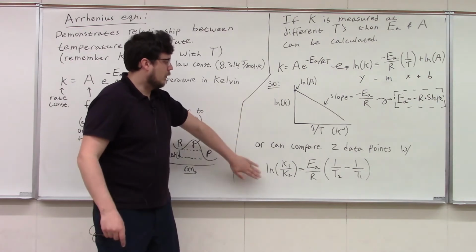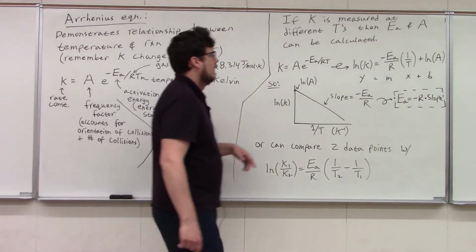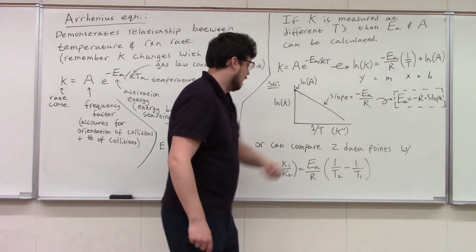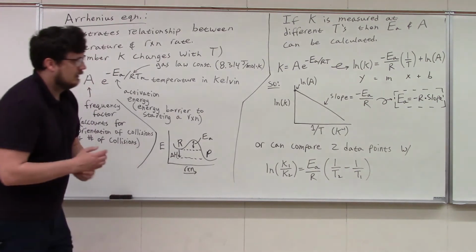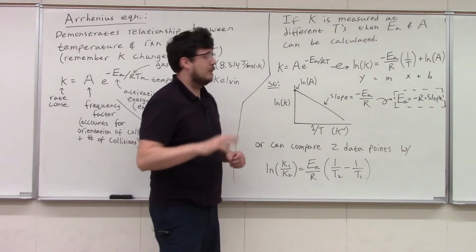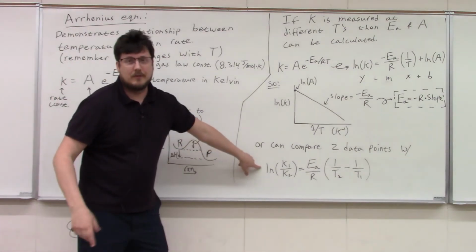or we can compare two data points using the following equation. So if I divide ln of k1 by ln of k2, I get this. I'm gonna pull an old graduate school trick. I'm gonna leave it to the interested observer to prove this relationship if you're so interested.